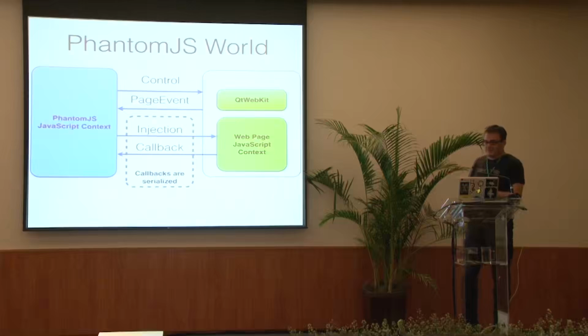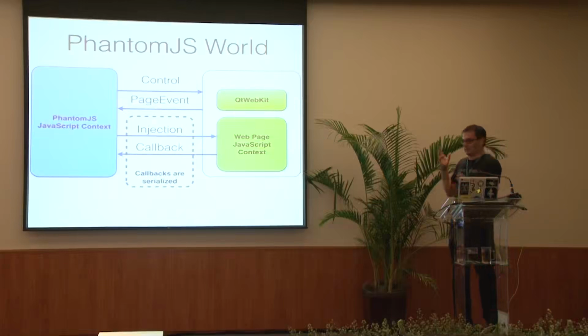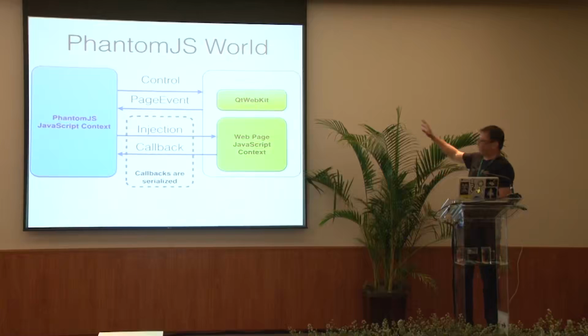So yeah, in a few words, here is how Phantom.js actually works. It has two isolated JavaScript contexts. One is the actual browser's context, the Qt WebKit, with its own JavaScript context that is created for every web page that you visit using Phantom.js. And there is another JavaScript context where you actually run your commands to control Phantom.js.